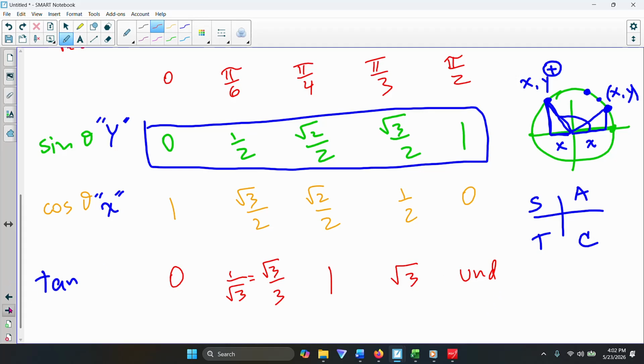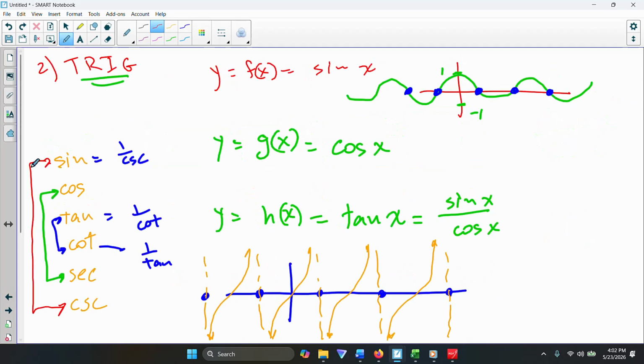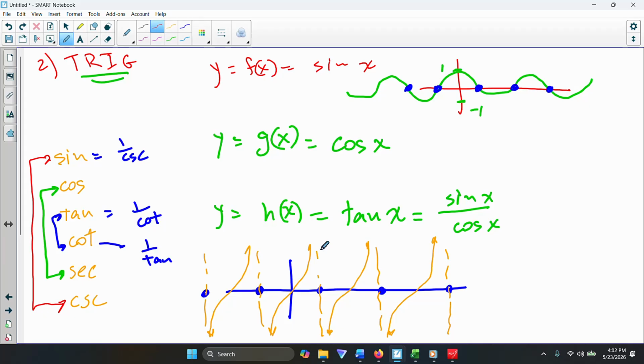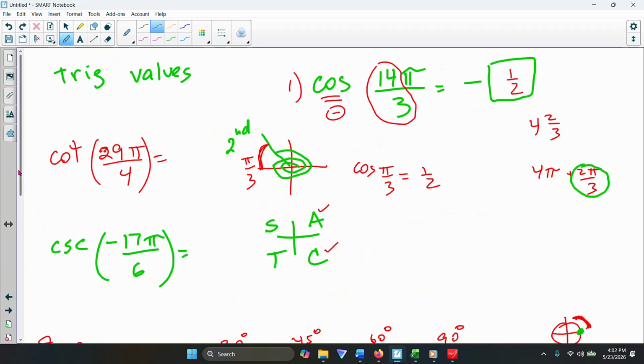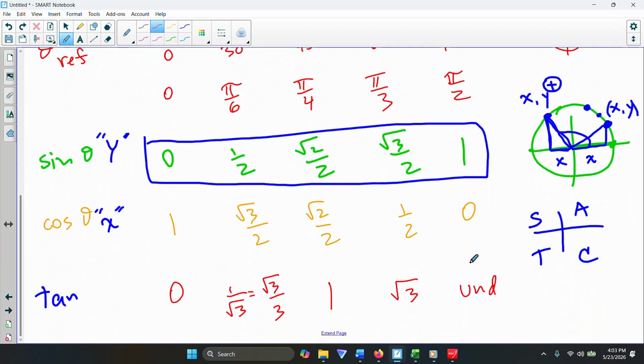And that's why, on the previous picture, tangent right there is undefined, because it's a vertical asymptote. It doesn't touch it. Can't touch this. Okay. All right.